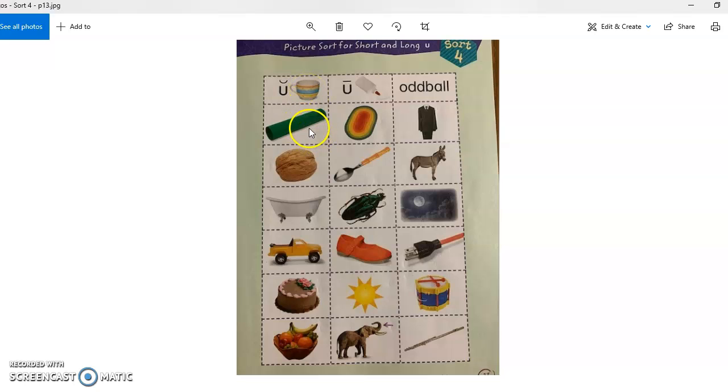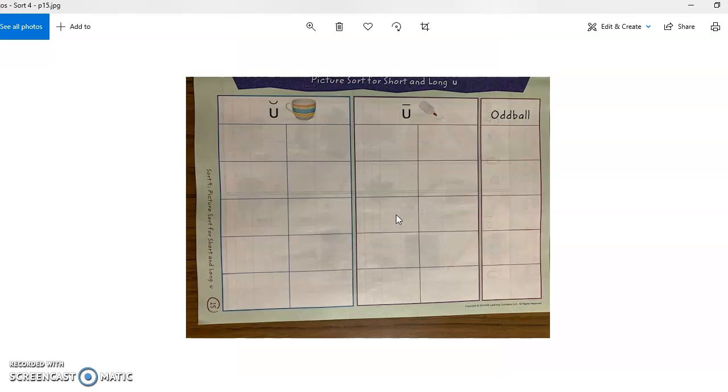So we've got all these pictures to sort. By now you probably have caught on to the drill. You're going to identify which ones have the short U sound and which ones have the long U sound, oo or you, and then you're going to glue them into their categories on page 15.